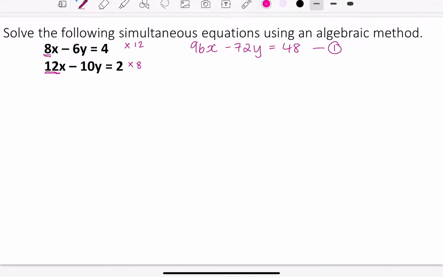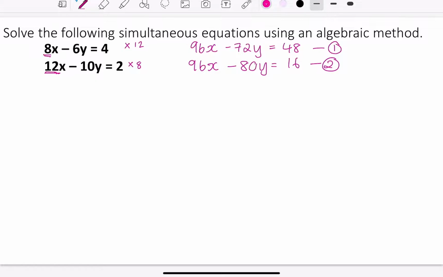And the second one is going to give us 96x minus 80y is equal to 16, and we're going to label that equation 2. Labeling them equation 1 and 2 just gives us the opportunity to make our explanations a little bit shorter, so it's really clear what we're doing at each step. The next thing you want to do is eliminate the x variable. You want to get rid of x completely.